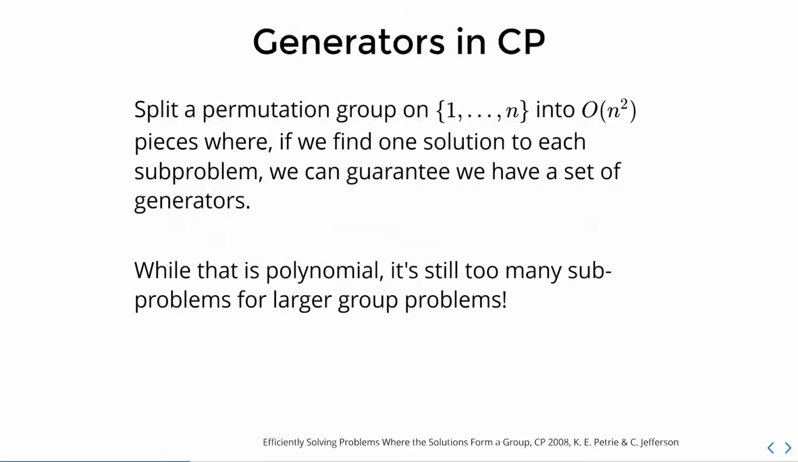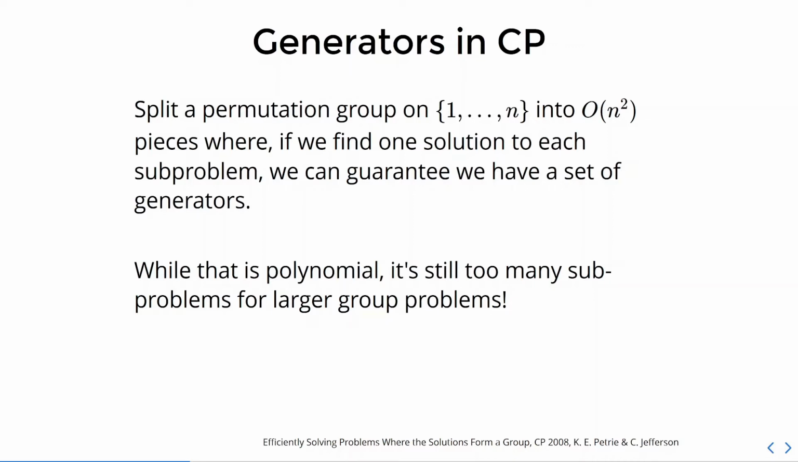And actually, I worked on this back in 2008. Myself and my wife, Karen Petrie, looked at this problem, and we found that if we had a permutation group on 1 to n, and we represented it as a constraint problem, we could split that constraint problem into order n squared pieces statically before we start search. For each of those n squared problems, we need to find only one solution. So either find the problem has no solutions or find one of the solutions. We don't care which one. And then if you put all those solutions together, we can guarantee you'll have a set of generators for the group.